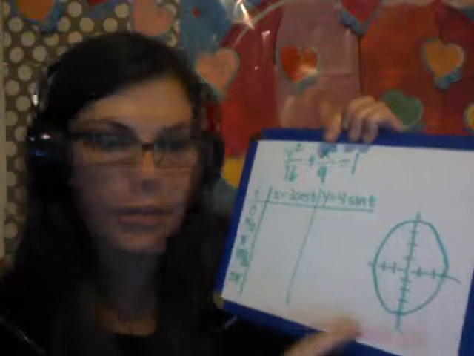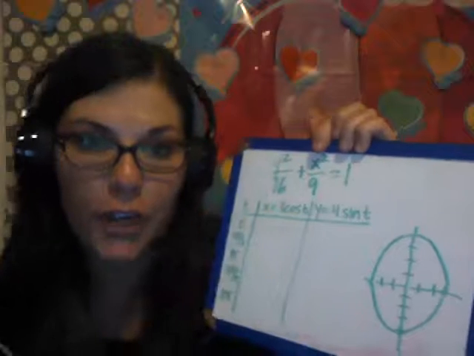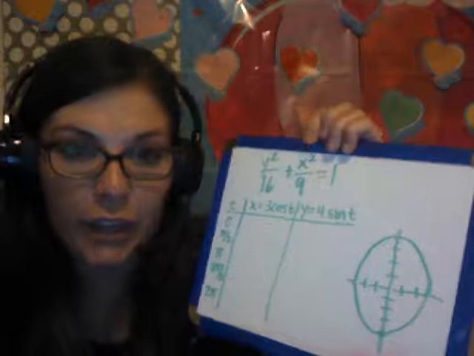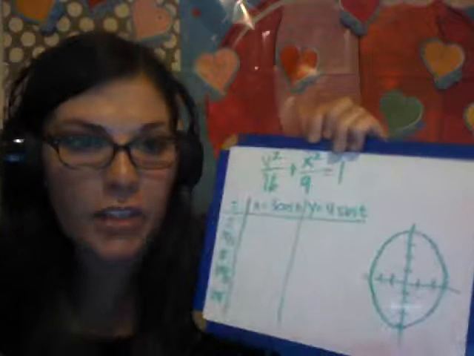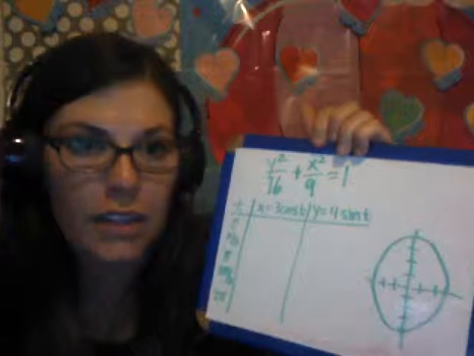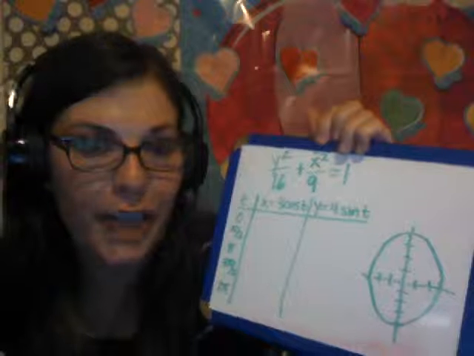After I eliminated the parameter to get the rectangular equation y squared over 16 plus x squared over 9 equals 1, I could draw this ellipse. Now the question remains, in what direction is the particle moving around the ellipse? Also, where does it begin?